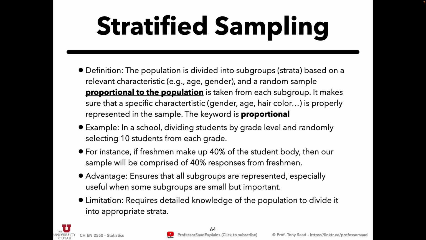This is an example on the freshmen. If freshmen make up 40% of the student body, then our sample will be comprised of 40% responses from freshmen, maybe 20% from the sophomores, et cetera. It ensures that all subgroups are represented correctly in proportion to the population. This makes sense, right? If your population consists 60% of this, 40% of that, then your sample should consist of that as well. It requires detailed knowledge of the population, so you need to know a lot about your population anyway to be able to do that subdivision.